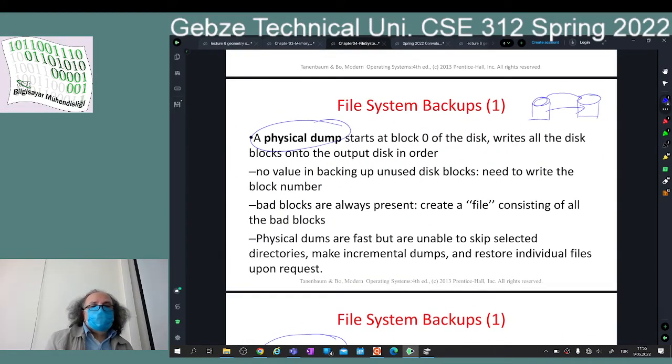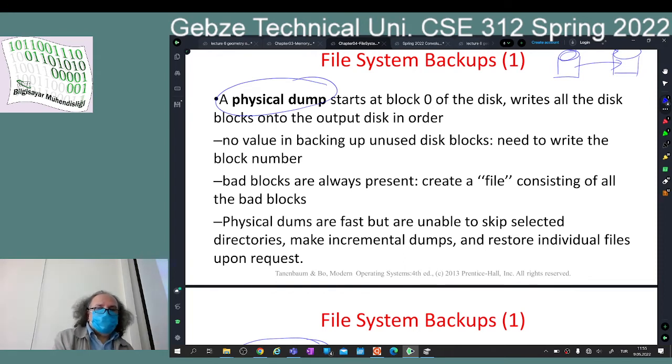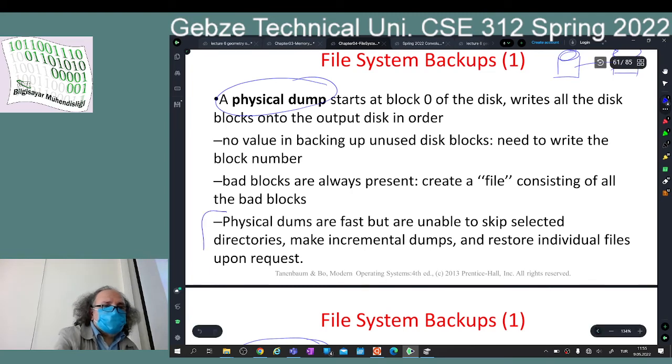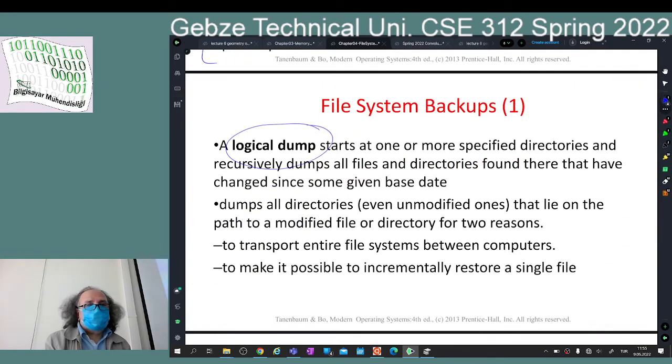So physical dumps are fast but unable to skip selected directories, make incremental dumps, and restore individual files upon request. So these are the downsides. So what are we going to do? Let's look at this logical dump. The logical dump says that, okay, I will be careful, I will be smart. First, I will ask the user where I should start my backup process, the directory.